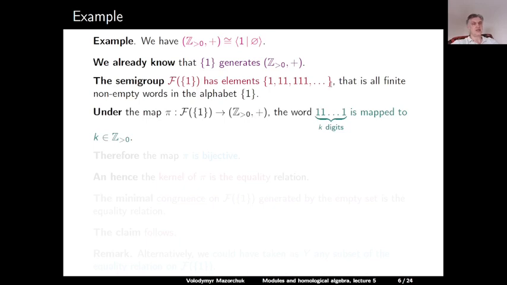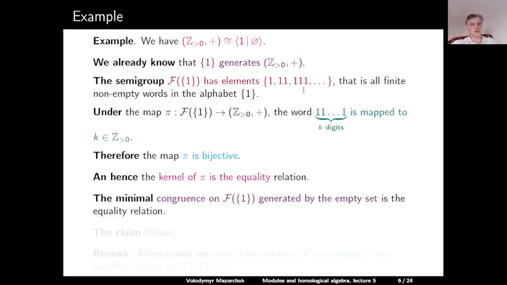Under our surjection map π from this free semigroup to the additive semigroup of positive integers, the word 1, 1, 1, 1, 1, which has k letters 1, is mapped to the integer k, which is a positive integer. Therefore, this map is bijective. So each word is mapped to an integer and different words are mapped to different integers. And hence, the kernel of π is the equality relation.